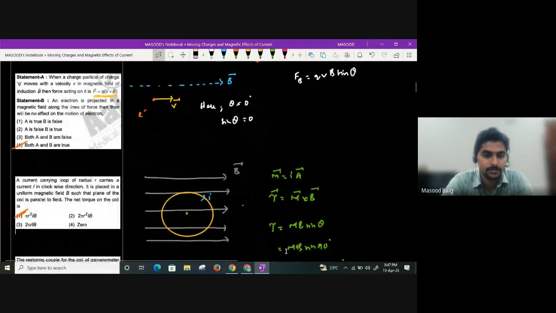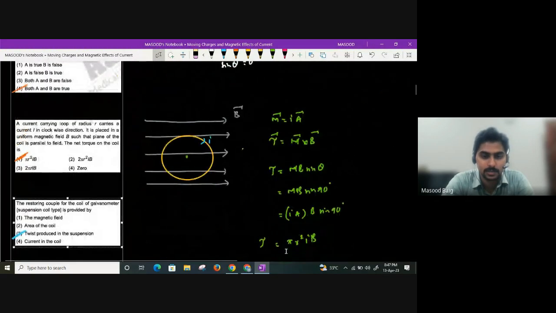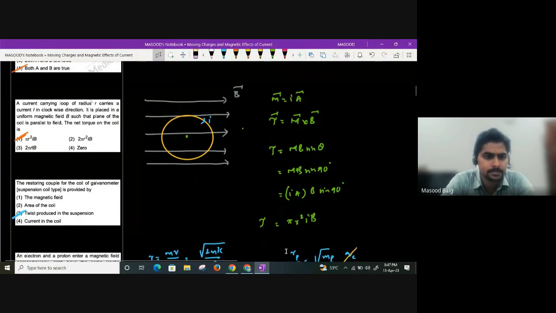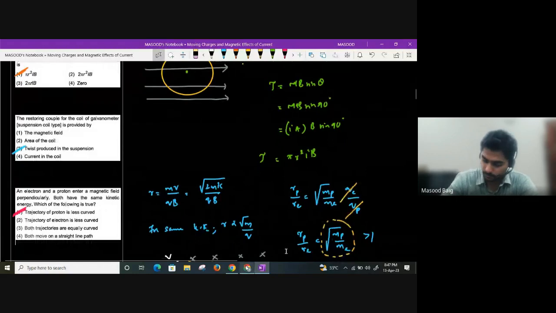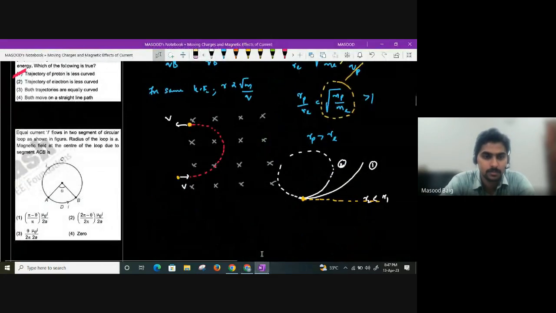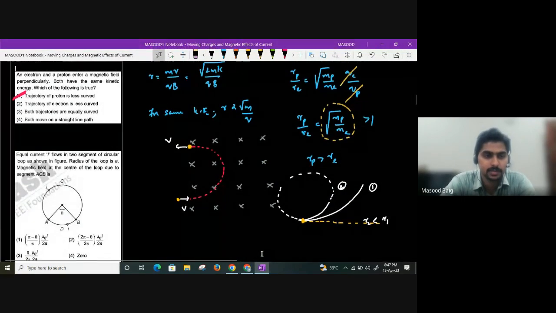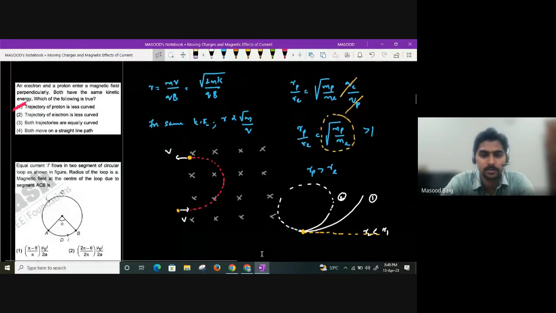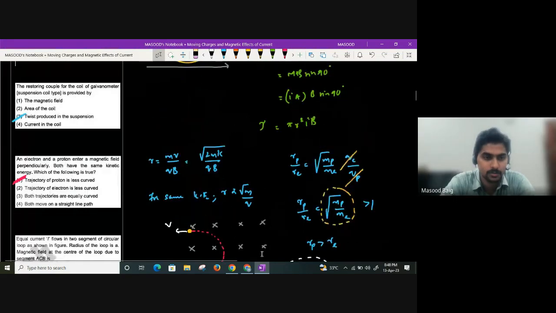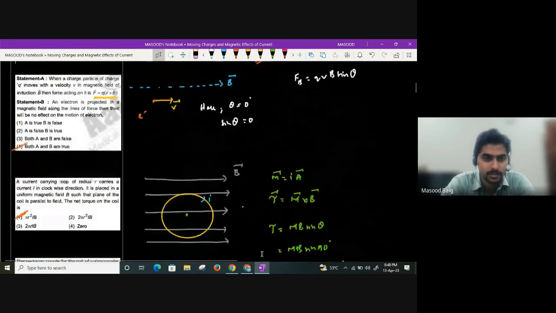So we have seen some questions yesterday, I guess. Right. So I think we have discussed till here, guys. So why is the trajectory of a proton less curved? I hope you understood that. Yesterday we were doing some questions. I hope you got this. Some very simple questions we discussed yesterday.